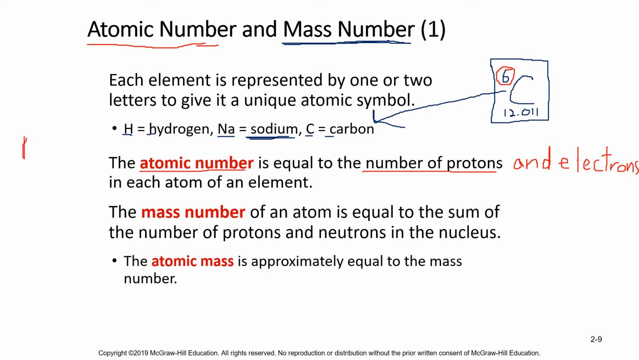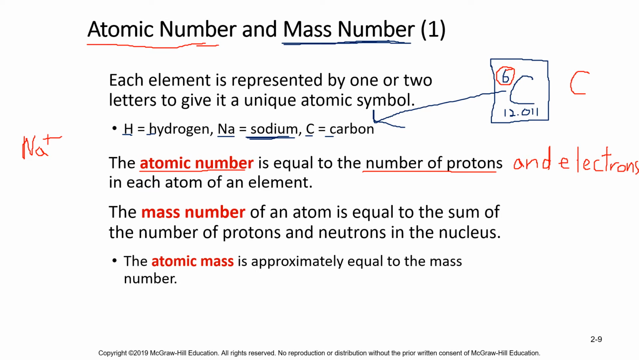If you see something with a plus sign or a minus sign, then there's a difference, there's an imbalance somewhere, and I'll talk about that a little bit more later. But in general, if we just write an atom, the number of protons equals the number of electrons. So that atomic number tells you both.